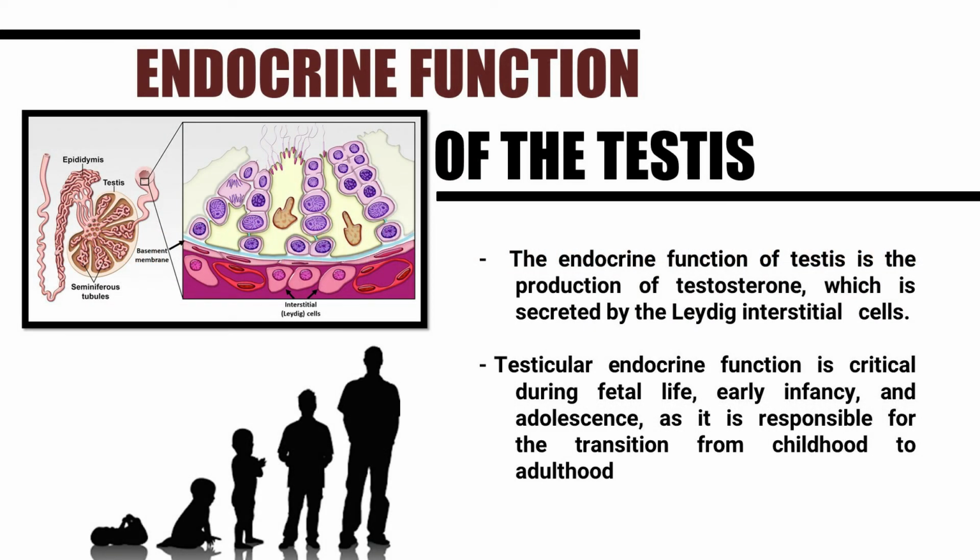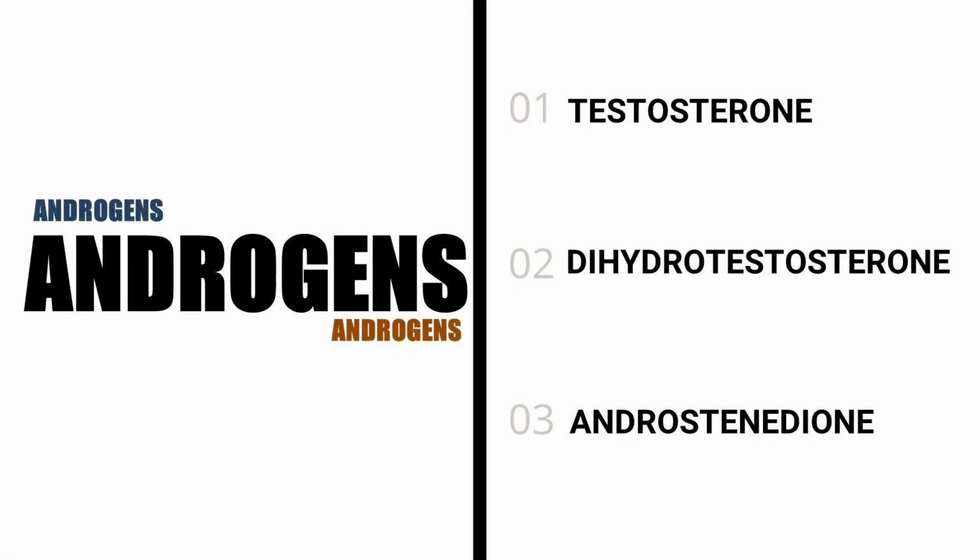Now moving on to the endocrine function of the testis, and we'll also be talking about its physiological action. The endocrine function of the testis is the production of testosterone, which is secreted by the Leydig interstitial cells, as seen in this image. The testicular endocrine function is critical during fetal life, early infancy, and adolescence, as it is responsible for the transition from childhood to adulthood.